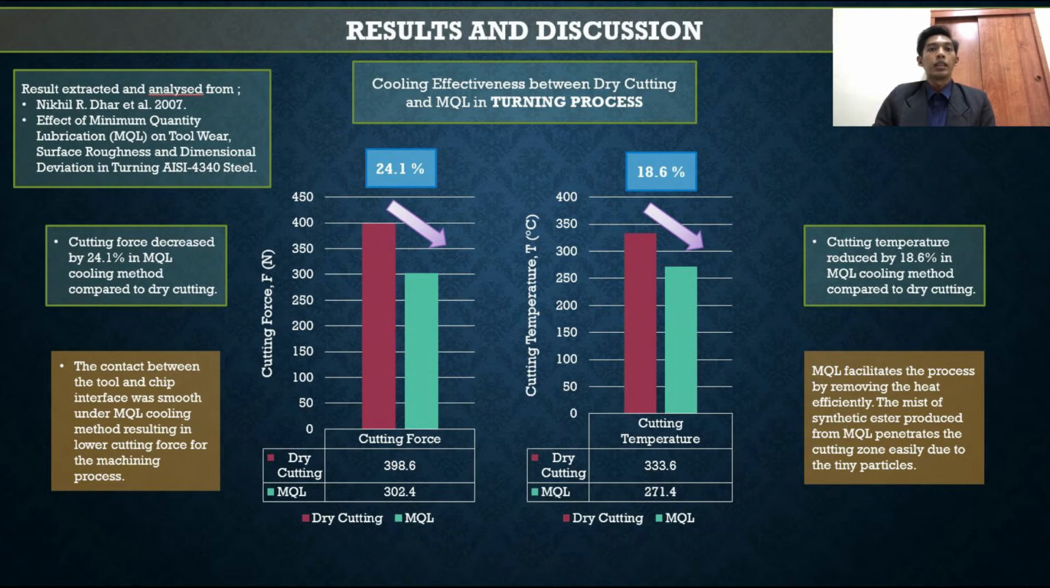The temperature in dry cutting is 333.6 while 271.4 under MQL. So temperature reduced by 18.6% in MQL cooling method compared to dry cutting. The reason is MQL facilitates the process by removing the heat efficiently. The mist of synthetic ester produced from MQL penetrates the cutting.